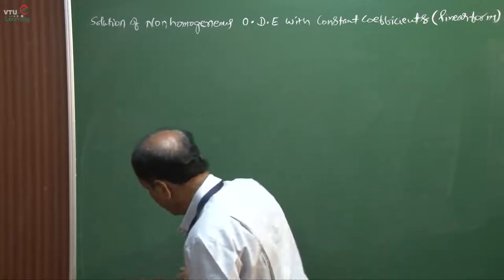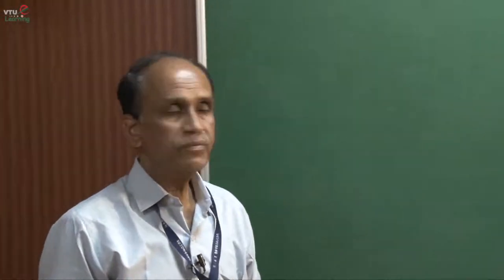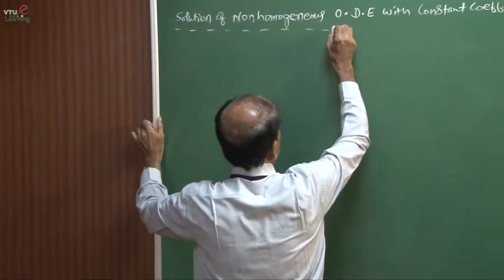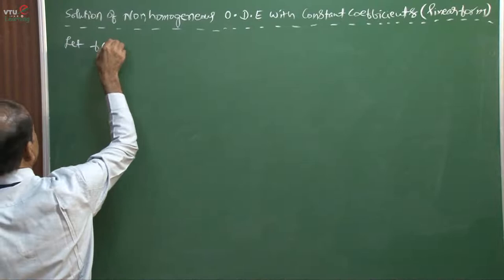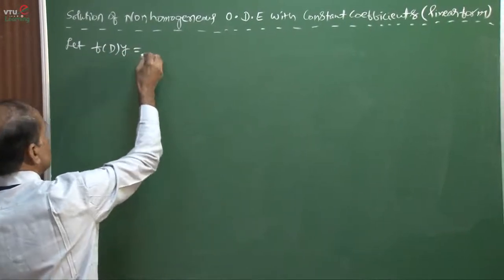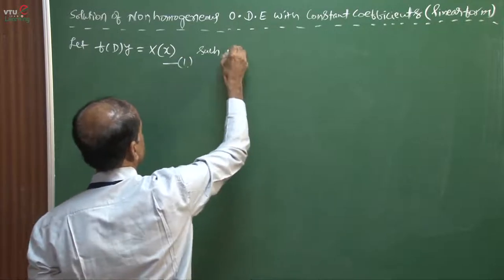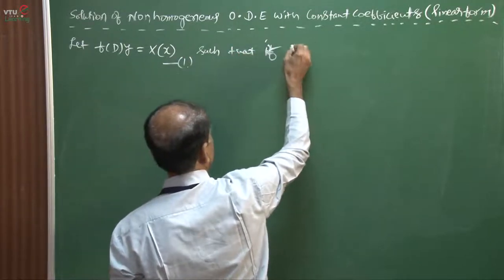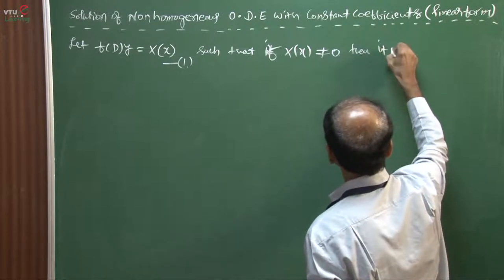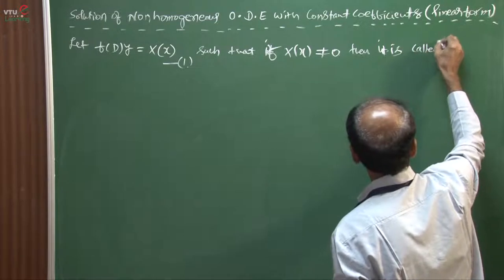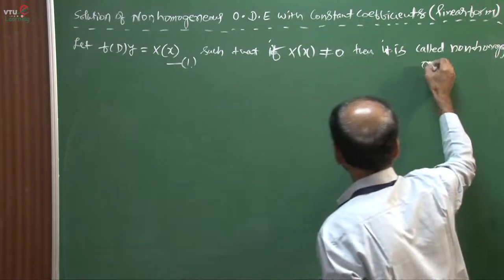So what is the meaning of this non-homogeneous? In all the previous discussions we came across the homogeneous differential equation with the standard type, that is f of D operating on y equal to X of x. Okay, so f of D operating on y is equal to X of x, this is equation number one, such that if X of x is not equal to zero, then it is called non-homogeneous ODE.